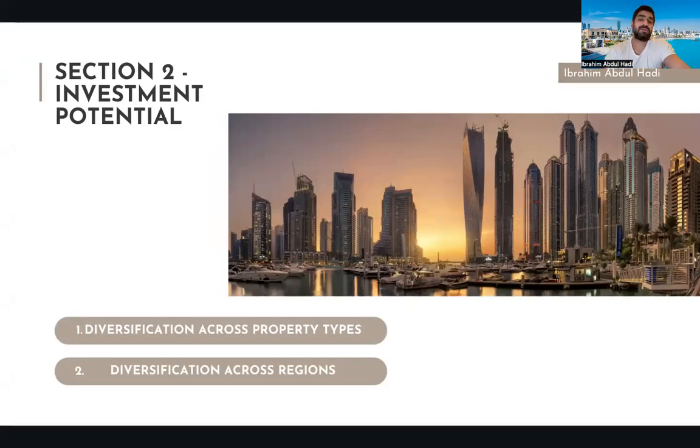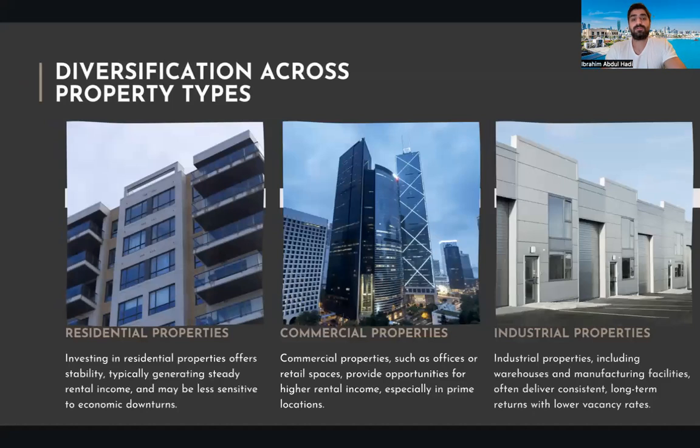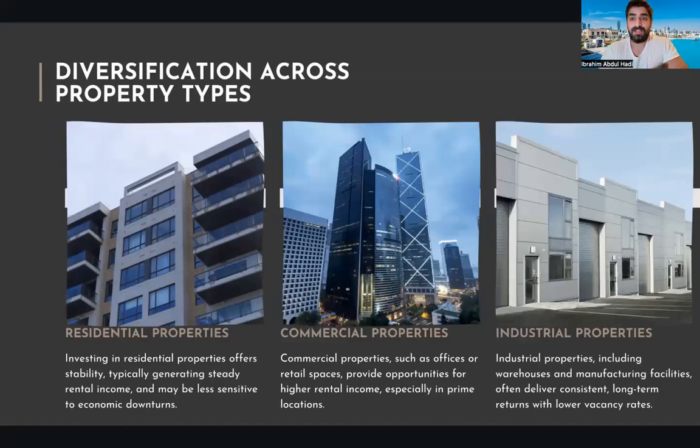To talk more about it, we need to talk about diversification across types of property and also across regions. As we mentioned in the previous session, we have residential, commercial, and industrial, and we will go deeper. Residential means any type, either apartments, villas, or townhouses, and this will give you stability and steady rental income.